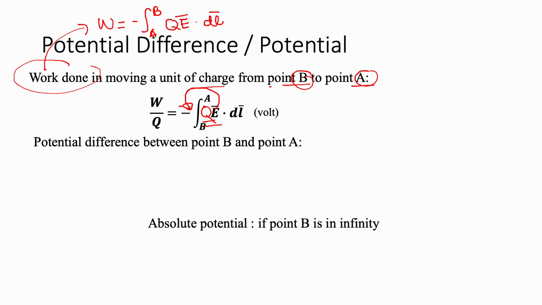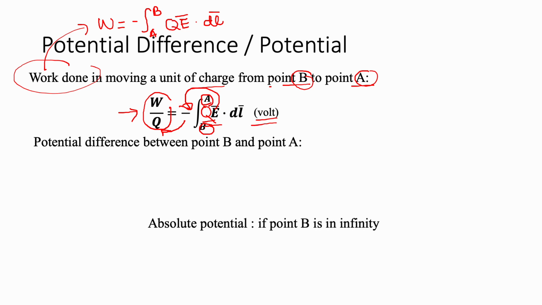Let's say we want to calculate work per unit charge. So we can move the Q to the other side. Therefore, the work done per unit charge is the negative integral from the initial position to the final position of E dot dl, and the unit is volt.